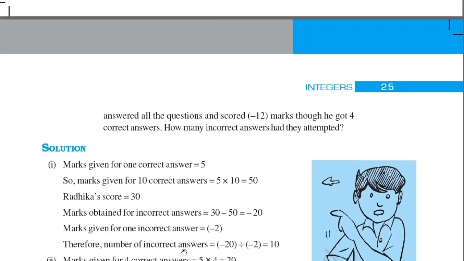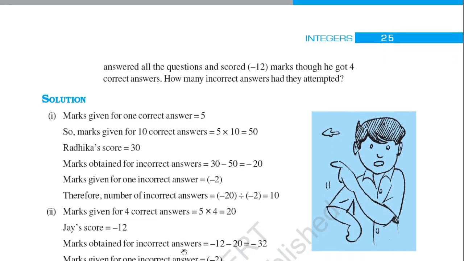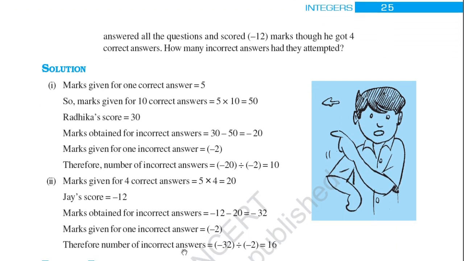Marks given for a correct answer is 5. So marks given for 10 correct answers is equal to 5 into 10, which is 50. Radhika scored 30. Marks obtained for incorrect answers: 30 minus 50 is equal to minus 20. Marks given for one incorrect answer is equal to minus 2. So the number of incorrect answers is minus 20 divided by minus 2. It is 10. So 10 incorrect answers.